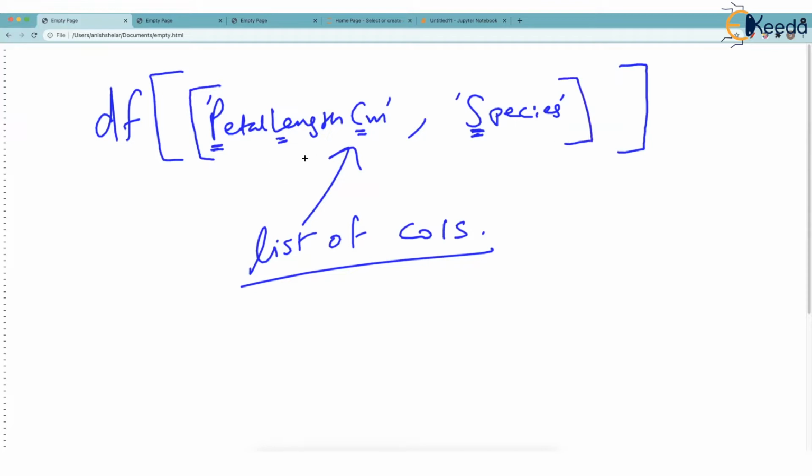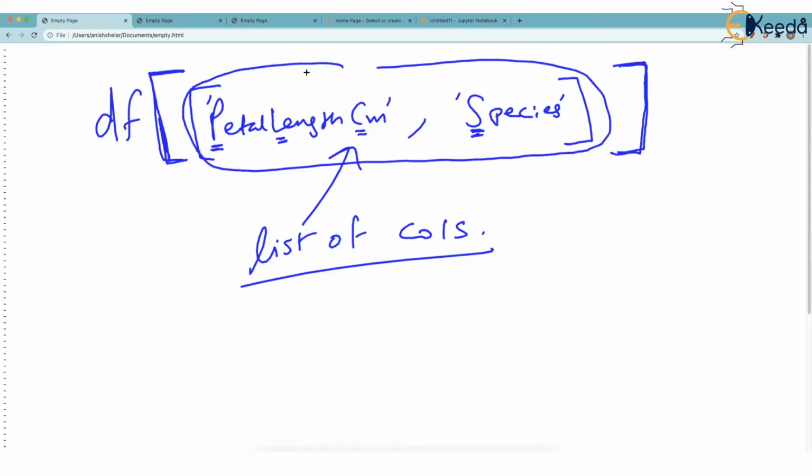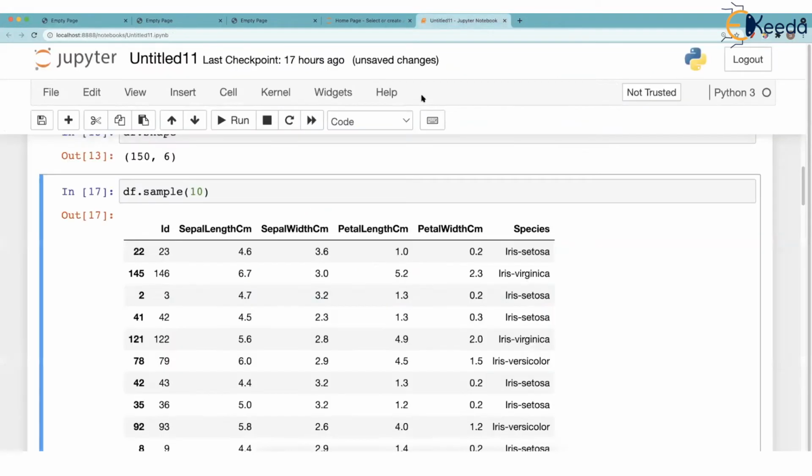We saw all this yesterday. So first, this square bracket is given because you are selecting something from the data frame. And then what are you selecting? You are selecting a list of columns. So it should be given as a list. That's what we did exactly in this code.